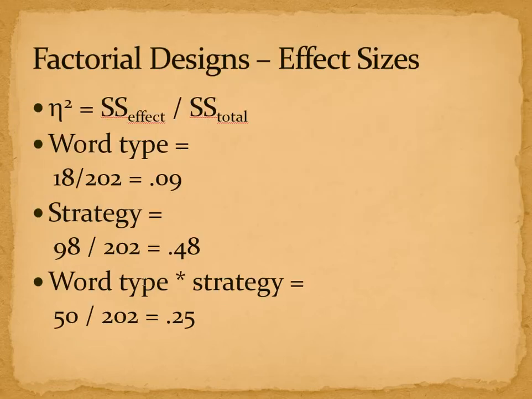Factorial is going to be the sum of squared effect. So whichever one is significant, and in this case it was all 3, we're going to do all 3 of their sums of squared over the total. We know word type had an 18 sums of squared over 202 total, so it's 0.09. Strategy was 98 over 202, so that's 0.48. Word type by strategy, the interaction, was 50 over 202, so we had a 0.25. This is our eta square and is interpreted the same way as we had previously done.